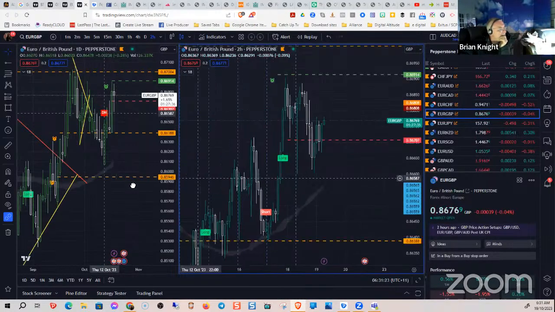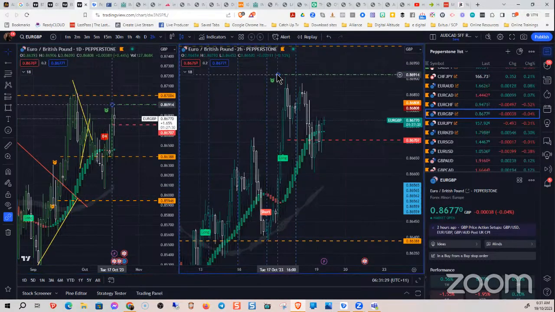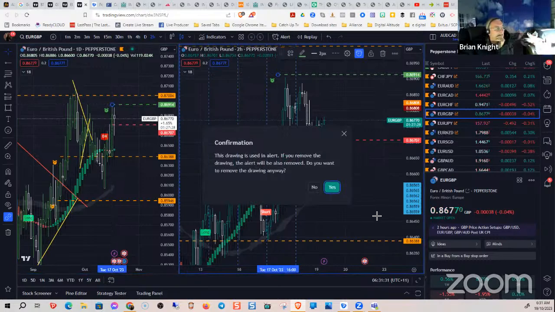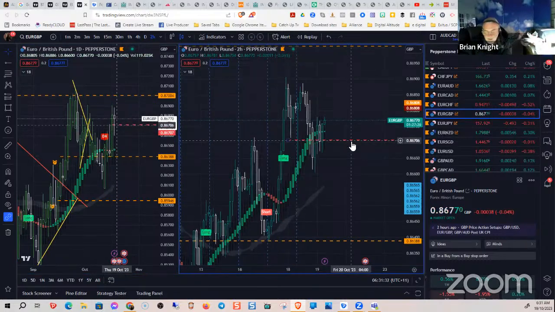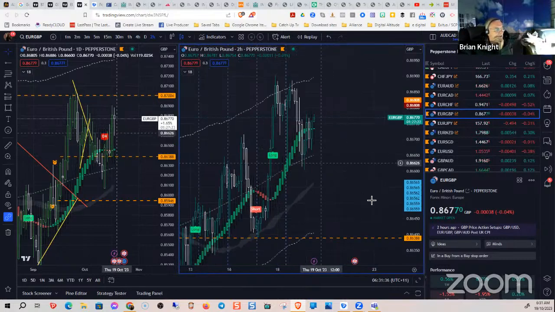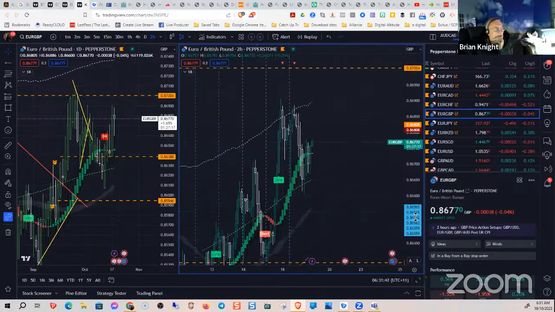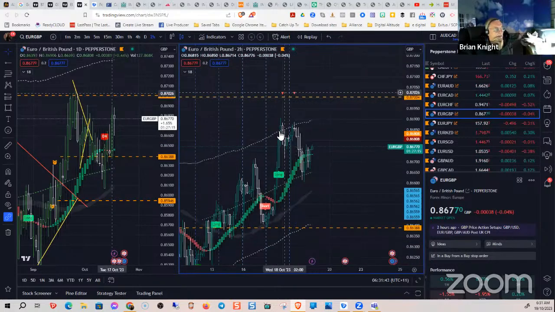Rightio, Euro GBP. That is going into buy though, isn't it? No, it's going back to the fair value gap. Yeah, I'm getting rid of that. I don't want to put these things on there. You think it's come back down, do you? All right. It failed to break to the left.